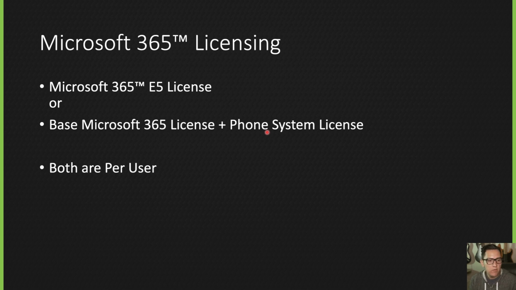It's useful to know that both of these licensing options are offered per user from the Microsoft 365 side. So that is something that you would consider. That's why, going on the cheapest denominator, you can have your base Microsoft 365 license, like a basic or a standard Microsoft 365 license, and then additionally purchase the phone system license and assign it to that same user.